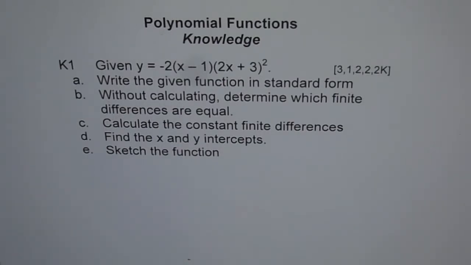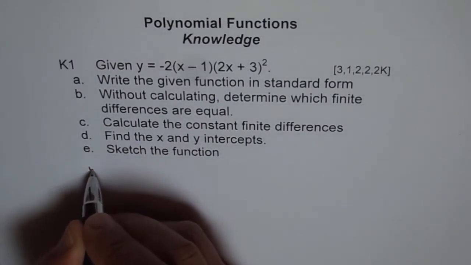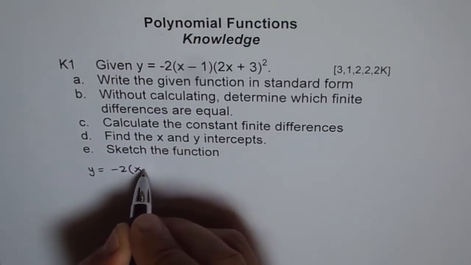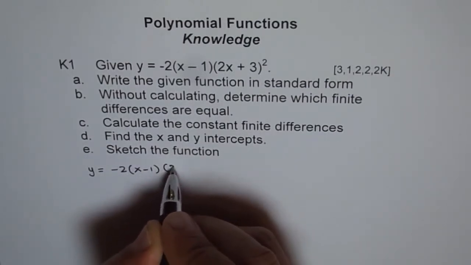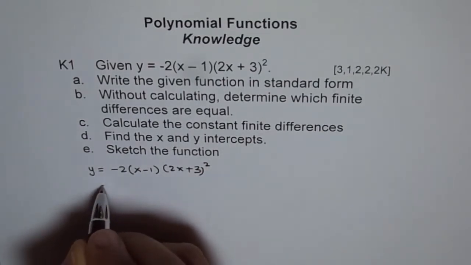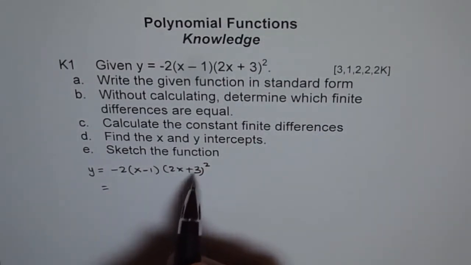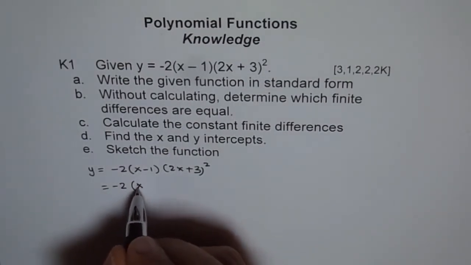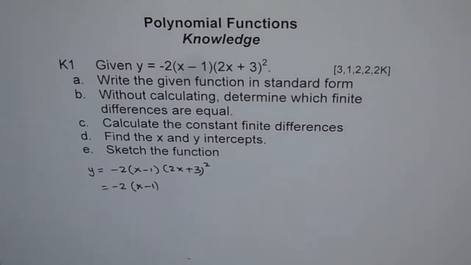Okay, do your things and then check the answer. So let's start with writing in standard form. Well, that's simple, right? So we say y equals minus 2 times x minus 1 times 2x plus 3 whole square, right? So we need to expand it. It's better to expand this term first. I've seen students getting confused over it, but I prefer to solve the most complicated one first.